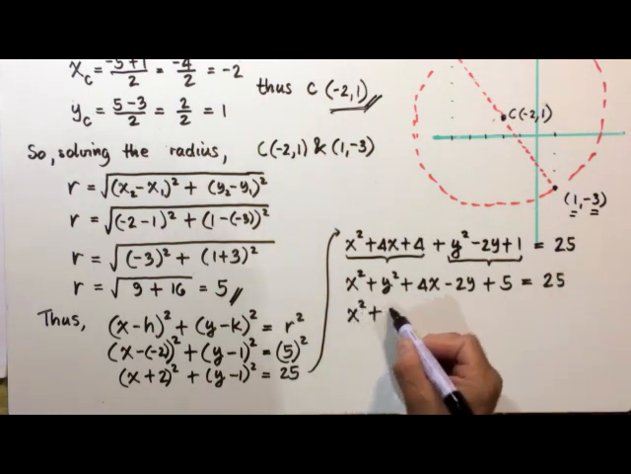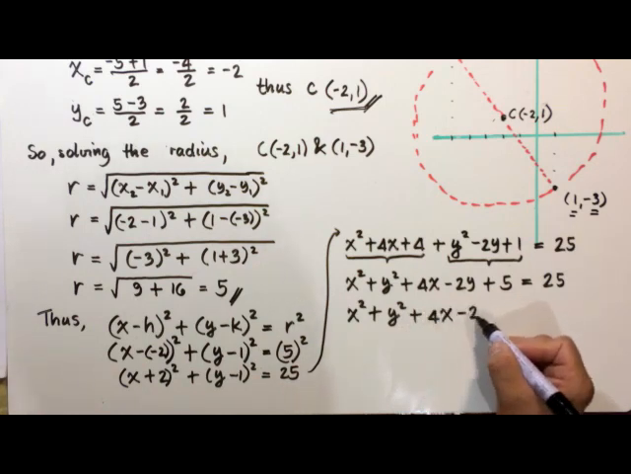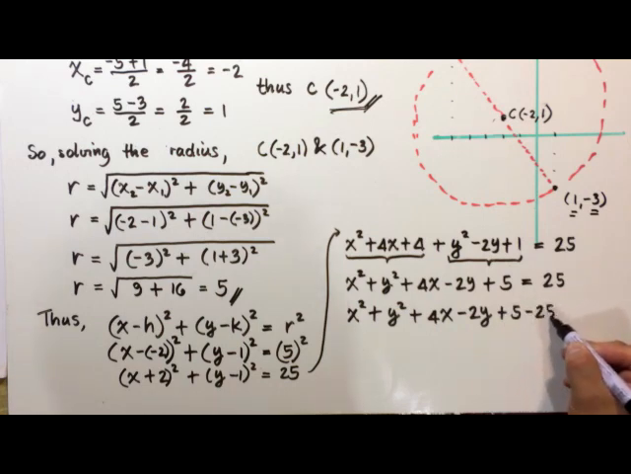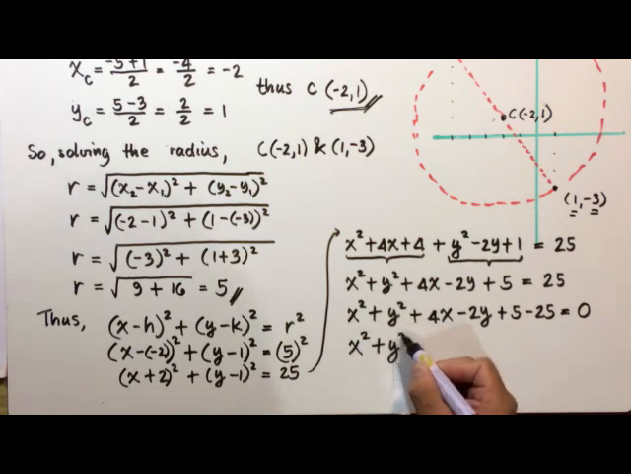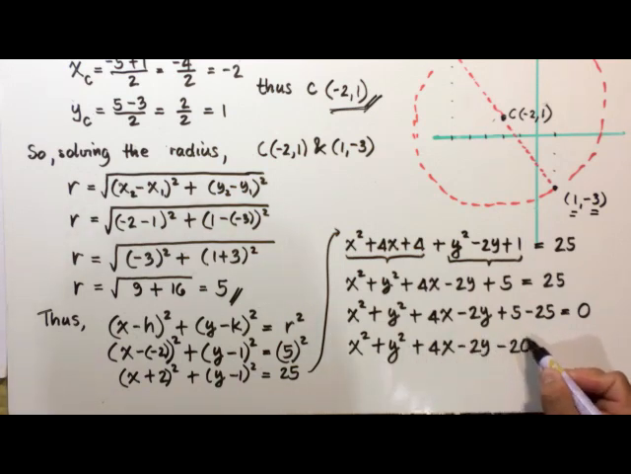Subtracting both sides of the equation by 25, I will have 25 to subtract at the left, and nothing at the right because 25 minus 25 is 0. So the general equation of the circle required in this problem is x squared plus y squared plus 4x minus 2y minus 20 equals 0. And this is the required general equation of the circle.